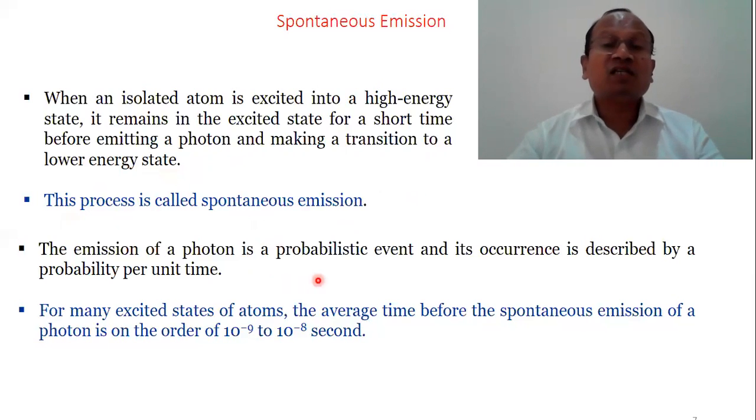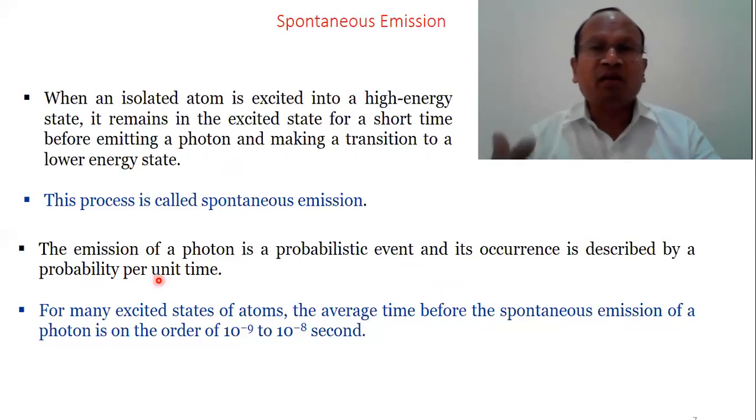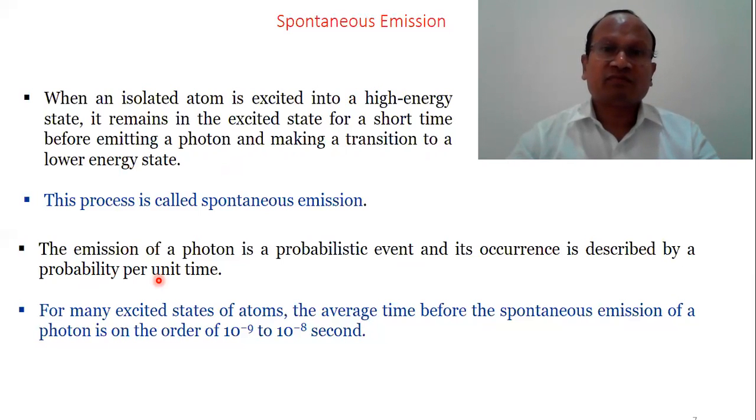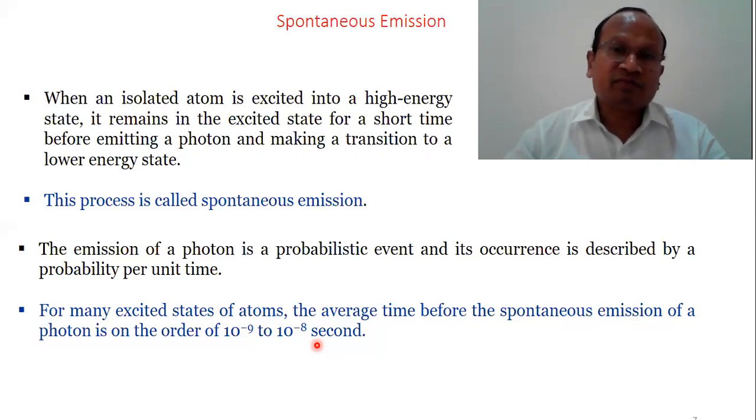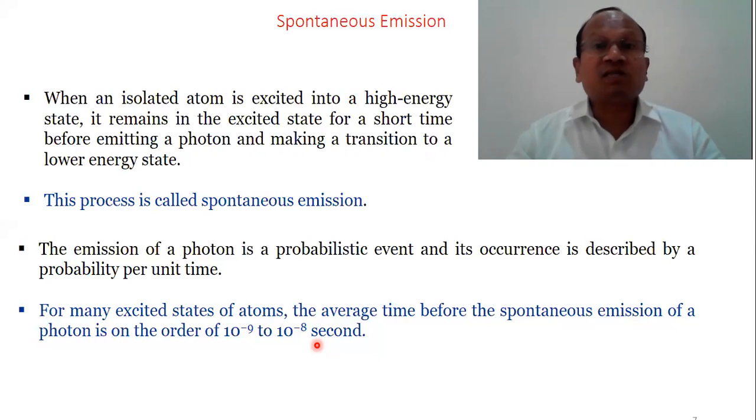The emission of a photon is a probabilistic event, and its probability of occurrence is described by probability per unit time. It is not that there is a continuity; there is a probability of the emission occurring. For many excited states of atoms, the average time before spontaneous emission of a photon is generally 10 to the power minus 9 to 10 to the power minus 8 seconds. You can imagine it is almost a nanosecond, 1 nanosecond or 10 nanoseconds. That is the time duration when spontaneous emission exactly happens.